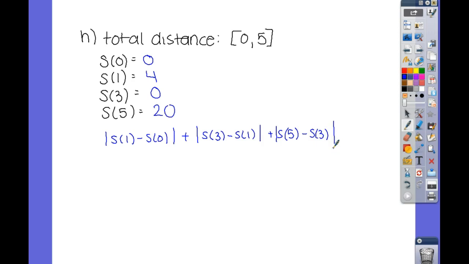Does it matter if you do S of 0 minus S of 1 or S of 1 minus S of 3? Because I did all of mine like backwards. It shouldn't matter because it's absolute value. Okay.